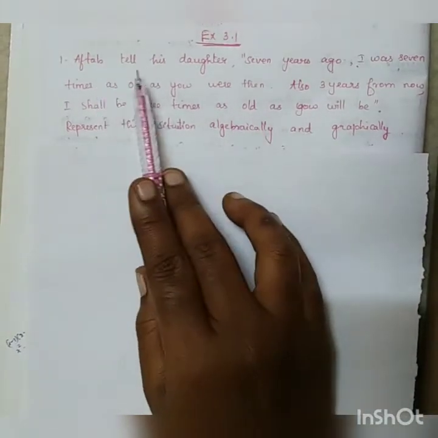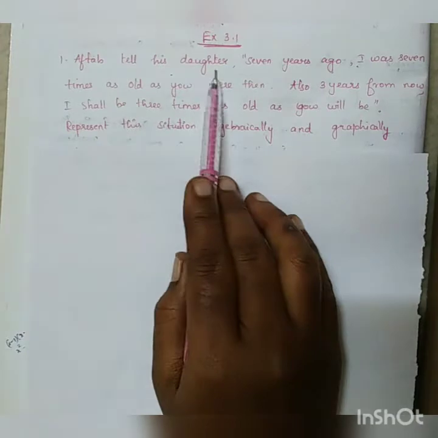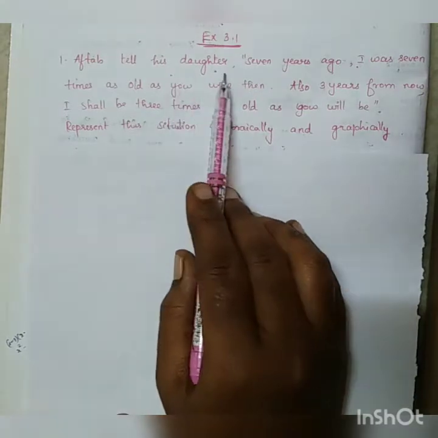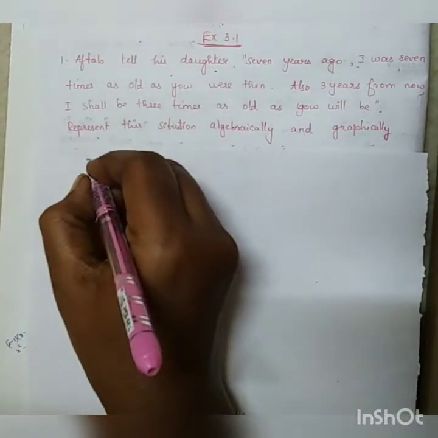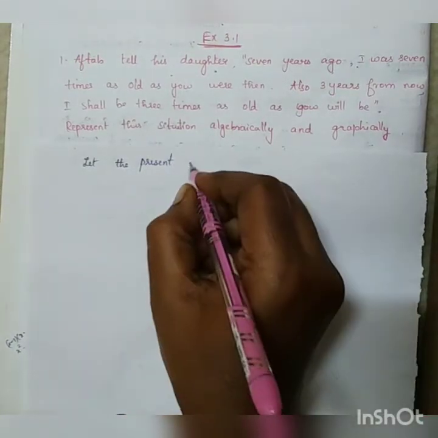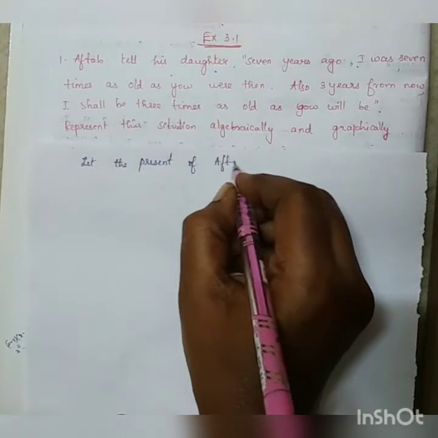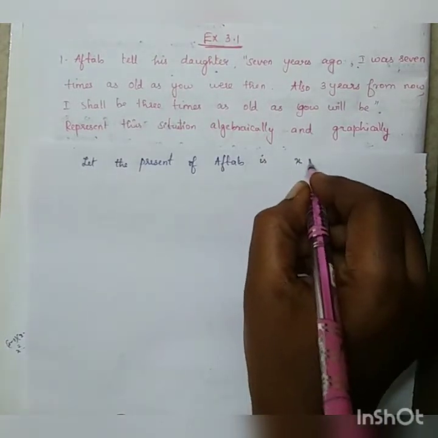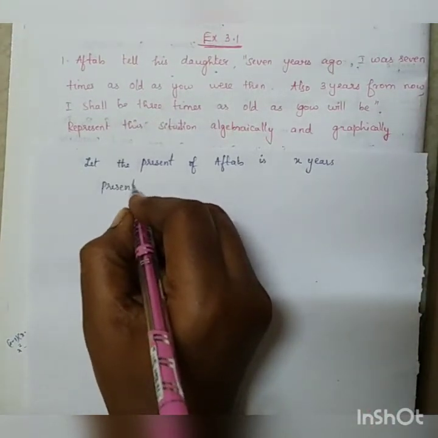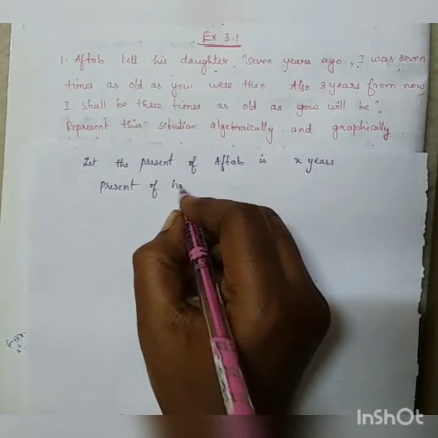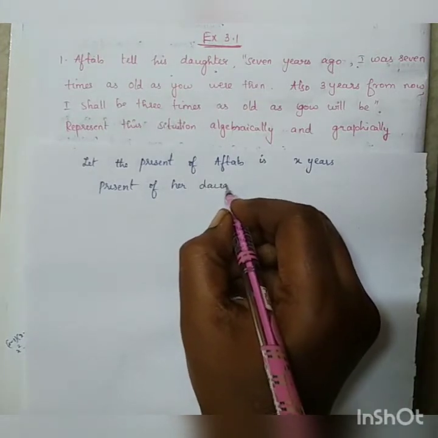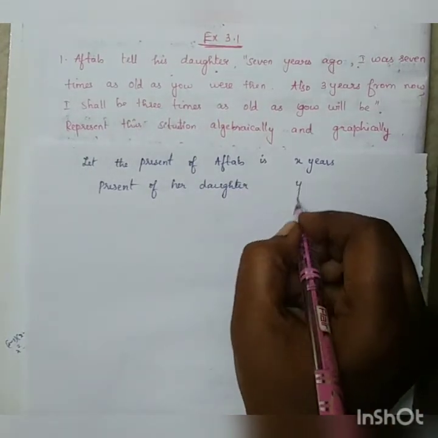See here, Aftab is telling his daughter. Two persons are here. One person is Aftab and another person is his daughter. They both are speaking about their ages. So let us take the present ages of both persons as x and y. The present age of Aftab is x years and the present age of his daughter is y years.